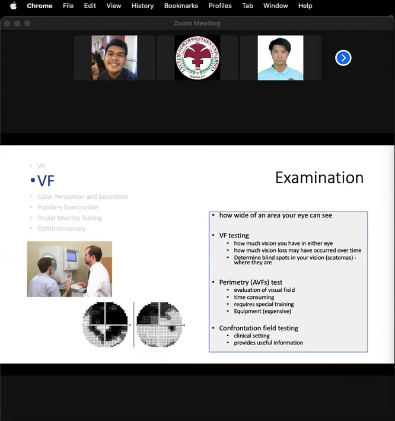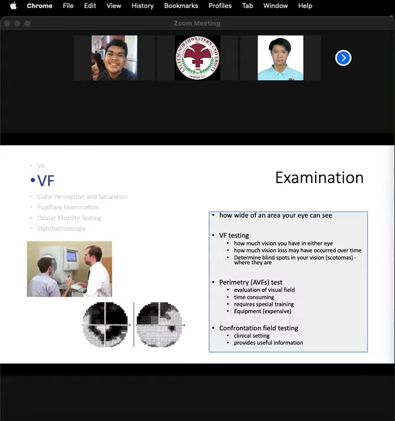For the visual field testing, this is one way to measure how much vision you have in either eye and how much vision loss the patient may have had. A visual field test can determine if you have blind spots, scotoma, in your vision, and where they are located. Scotoma size and shape can show how eye disease or brain disorder is affecting your vision.